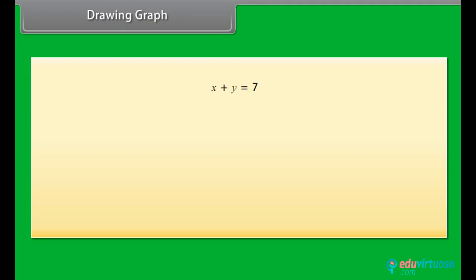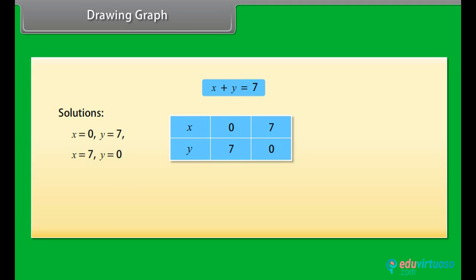Drawing graph. Let us now draw the graph of this equation: x plus y is equal to 7. We know that to draw the graph, we need at least 2 solutions of the equation. So the 2 solutions are x is equal to 0, y is equal to 7, and x is equal to 7, y is equal to 0. We can use this table to draw the graph.